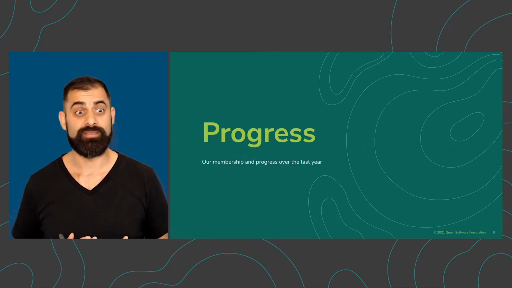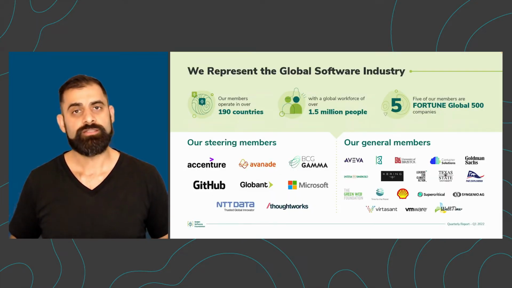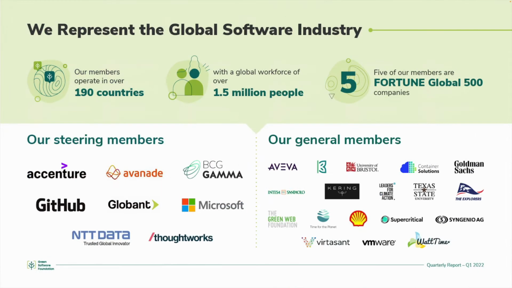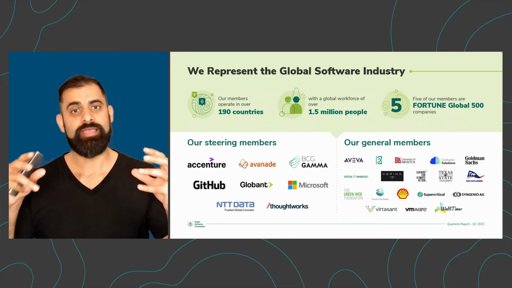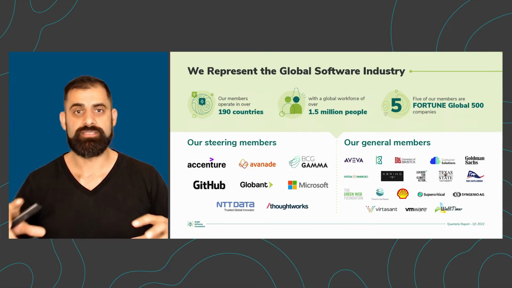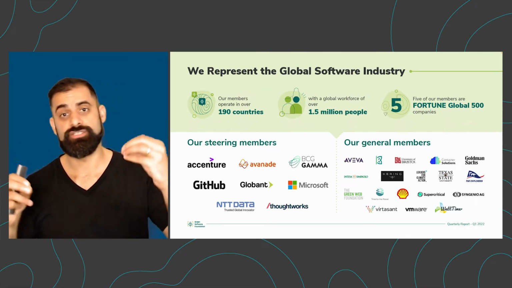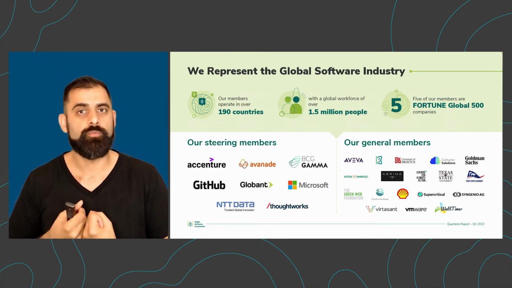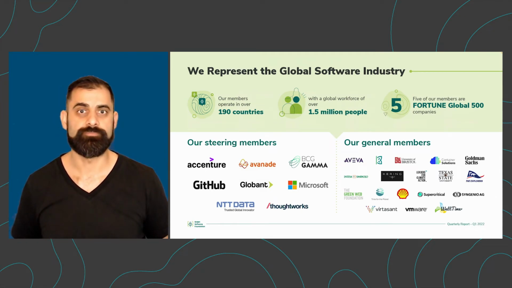So what has our progress been over the last year? Who is our membership? We work very, very hard to ensure that we represent the global software industry. Our members operate in over 190 countries around the world. They have a global workforce of over 1.5 million, and we now have 7 Fortune Global 500 companies inside our membership. And we really put a lot of effort into ensuring that our membership is diverse in sector, diverse in geography, diverse in organizational type. And that's one of the ways that we can feel confident when we say that we represent the global software industry.